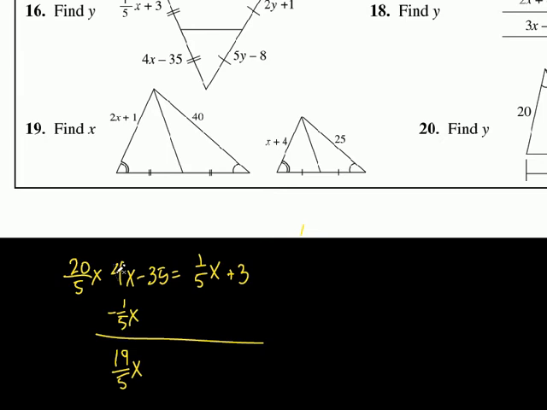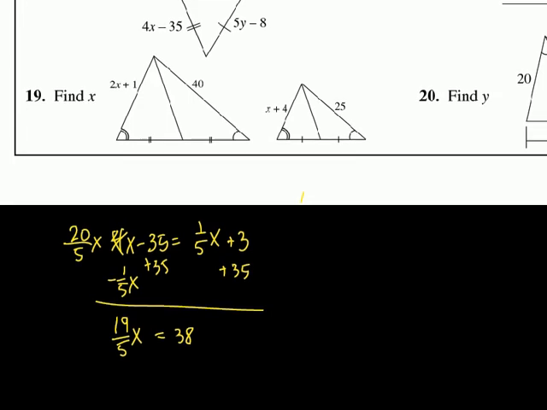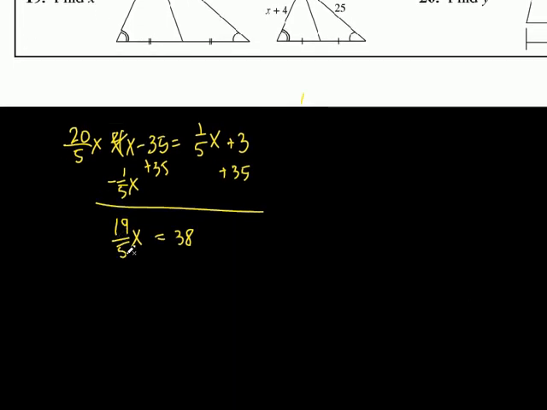I just took this 4 and I changed it to 20 over 5 so I could subtract a 1/5 from it. Alright, now I'm going to add a 35 to both sides. I have to get rid of it by adding, so I add a 35, and that's going to be 38. And now we can scooch that up, and we can get rid of the 19/5. Now the reason I did that, and I didn't make this into a decimal and all that kind of stuff, is because they rigged this thing real nice for you, so it comes out even.